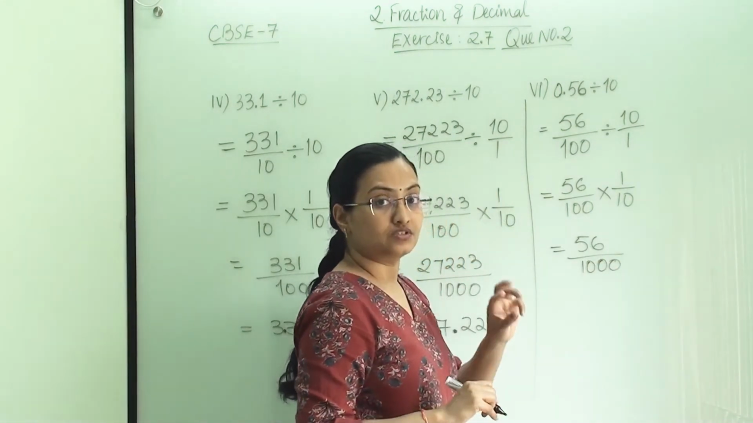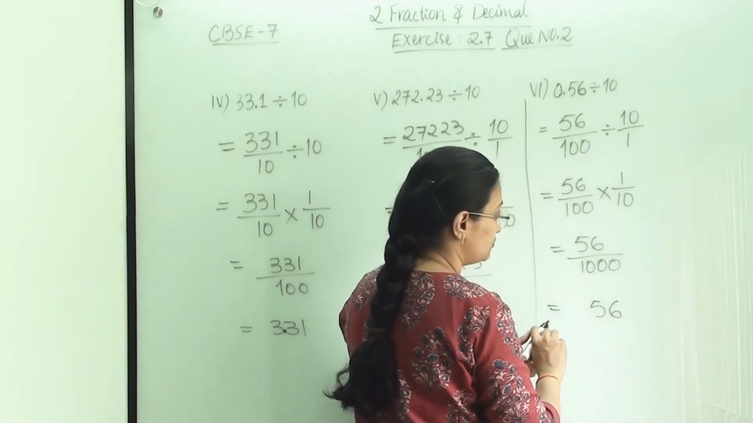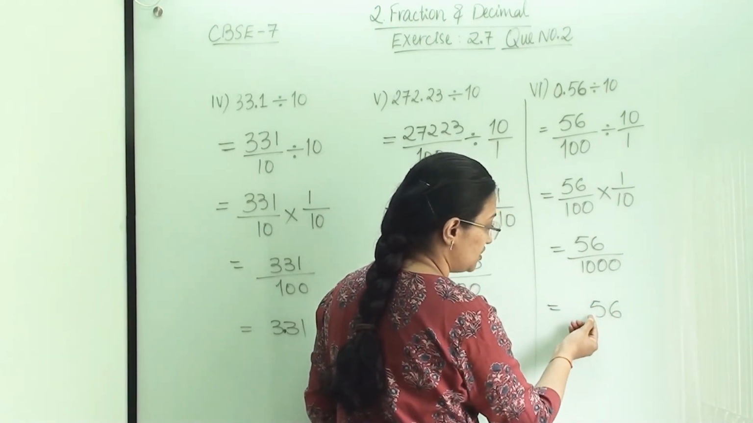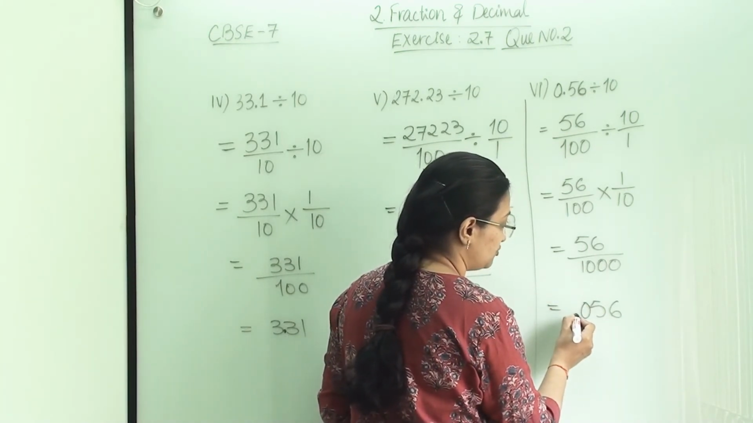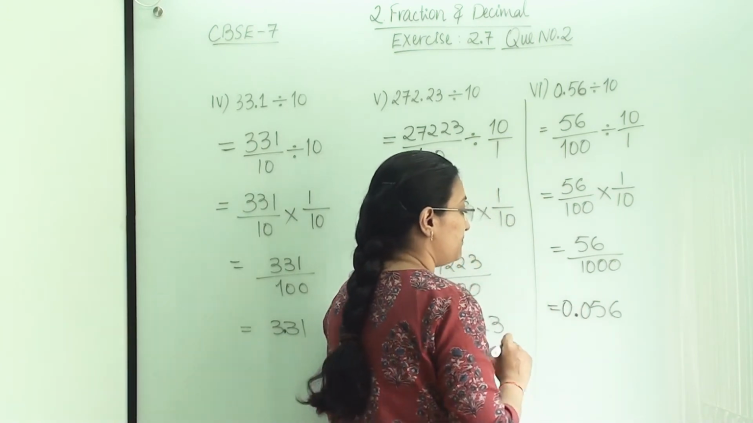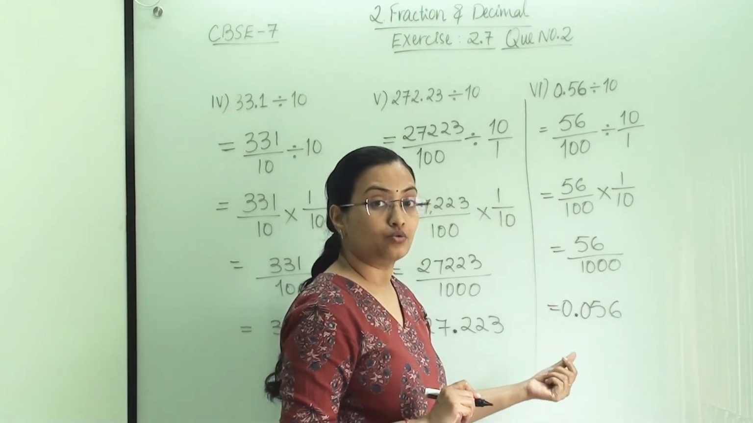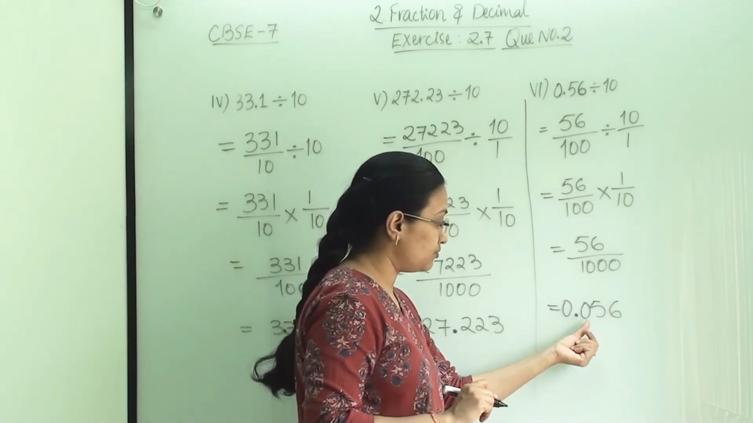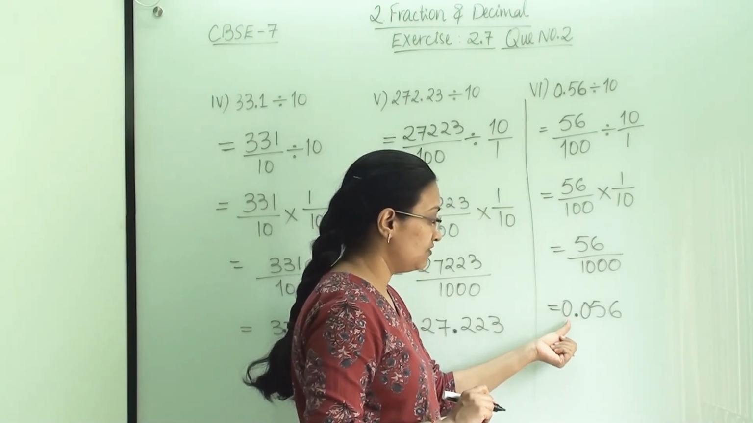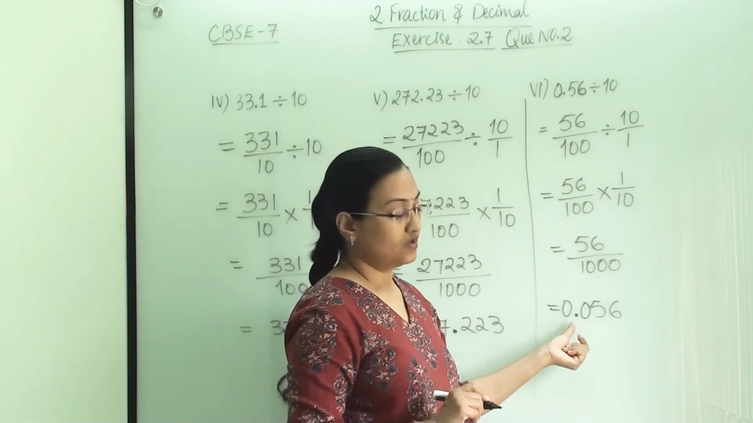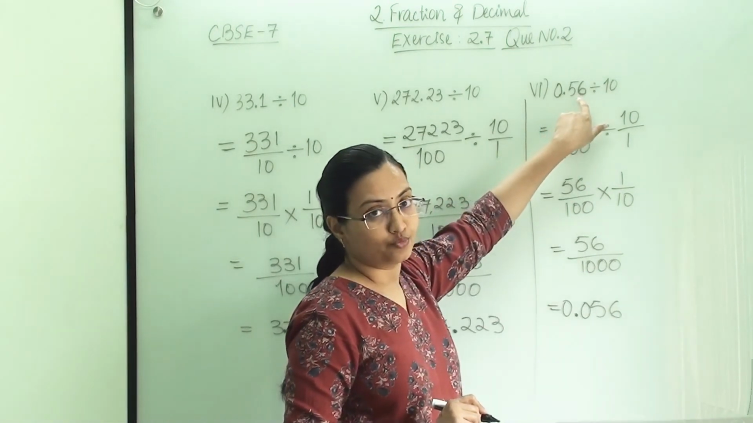Now we have to count 3 numbers from the right side. So 5, 6, now count 3 numbers. So 1 number, 2 number, and since there is no more number here, we are going to put 0 and then we are going to put the decimal point. In the situation when there are no numbers left and still we have to count 1 more number, then we can put 0 and then put the decimal point. And since there is no other number here, we will put 0. So the number is 0.056 as the answer of this numerical.